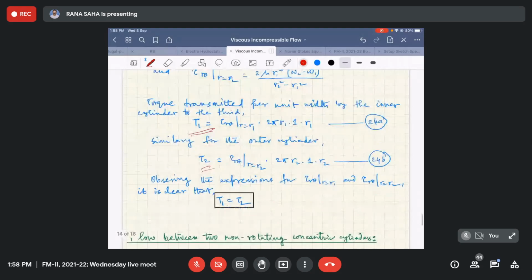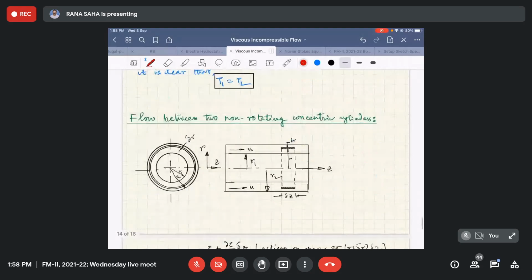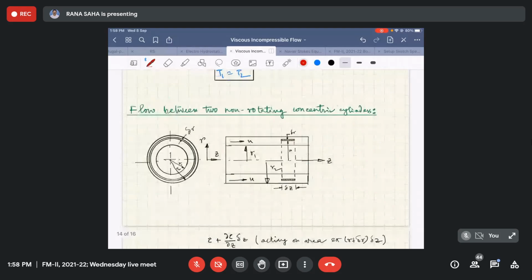And in the last case, it was again two concentric cylinders which are not rotating, and a flow is occurring through the annulus, which is in the axial direction. So it is again the two concentric cylinders, but those are not rotating. So, two non-rotating concentric cylinders, and the space is filled with viscous liquid, having a motion which is axial.